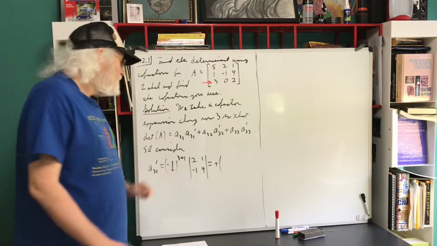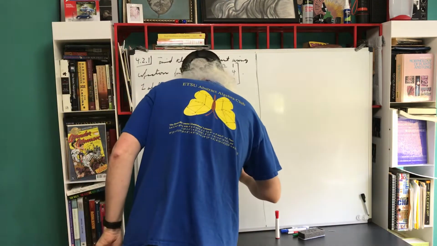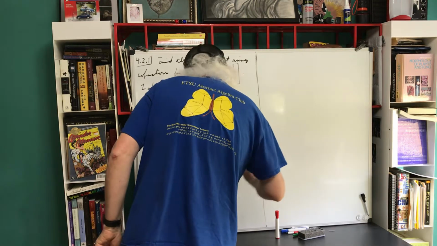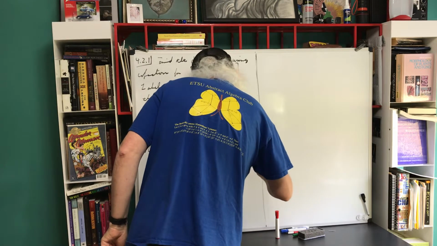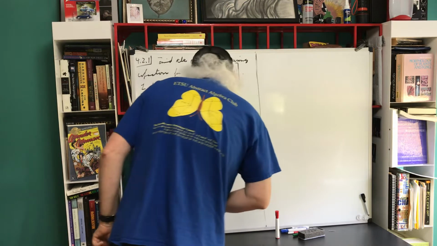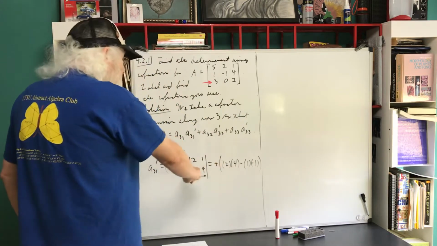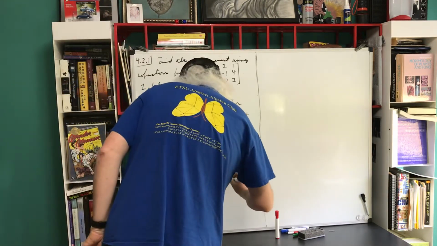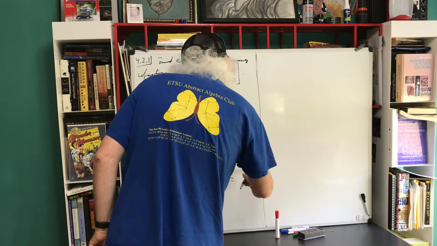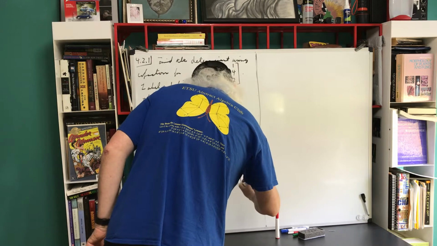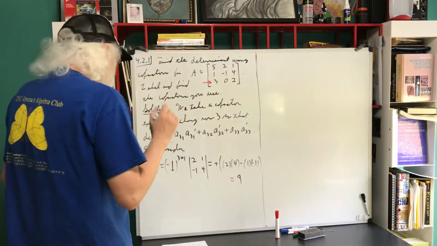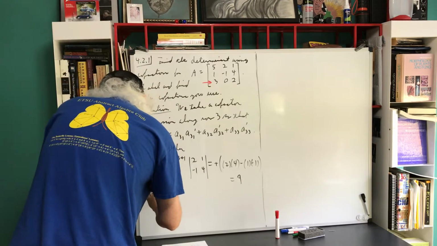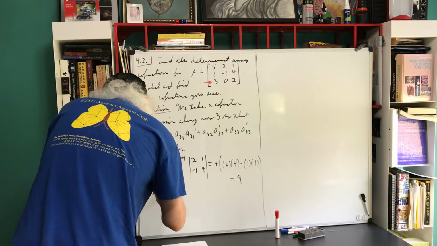We have 2 times 4 for the determinant of the 2 by 2 matrix. 2 times 4 minus 1 times -1. That's 8 plus 1. That's 9. All right, so that cofactor is 9. Let's move on to A sub 3-2 prime.